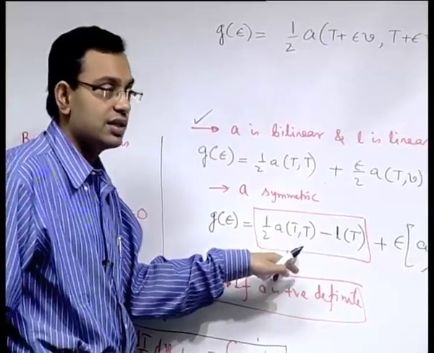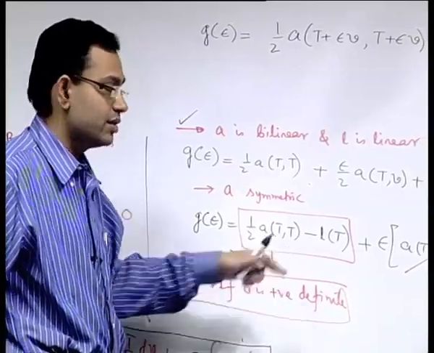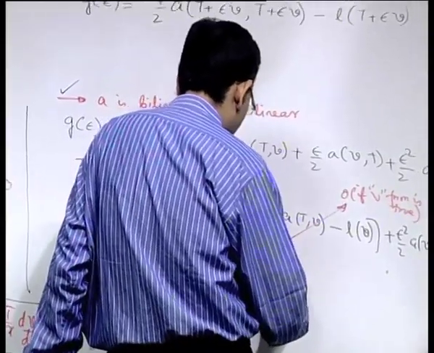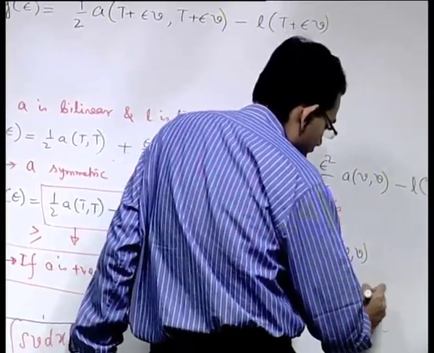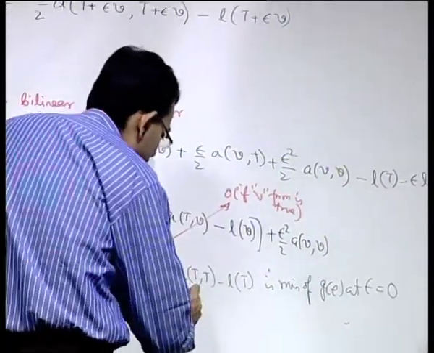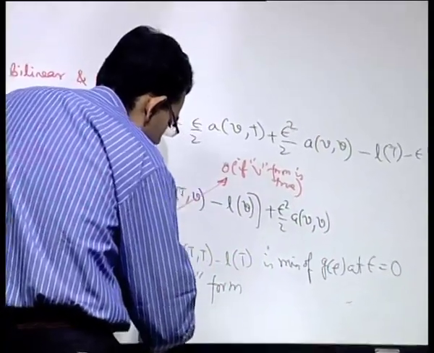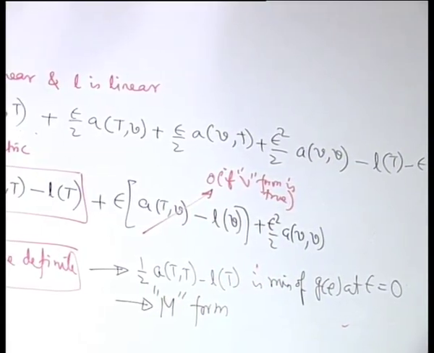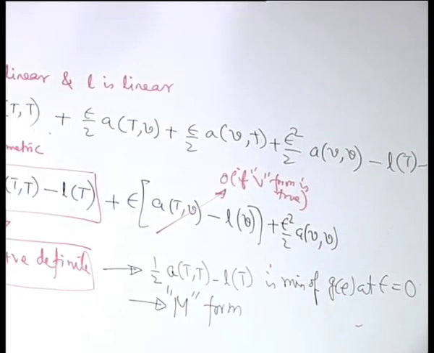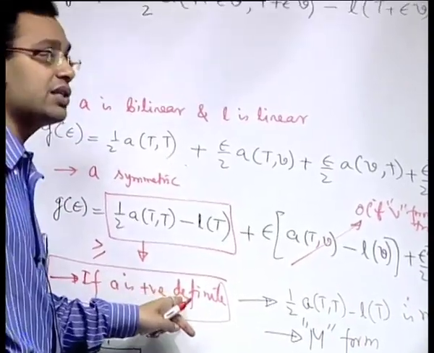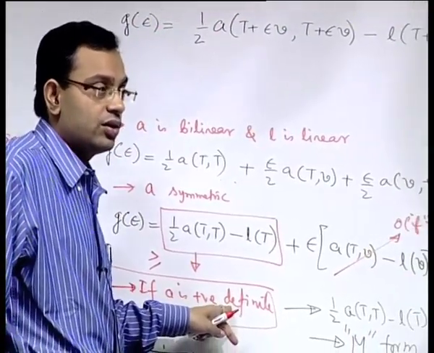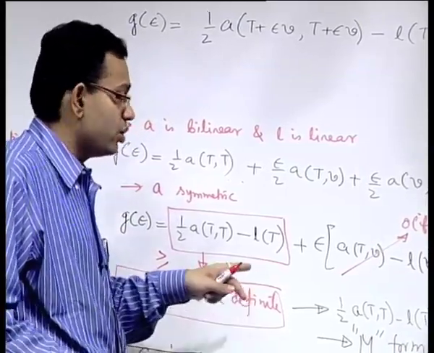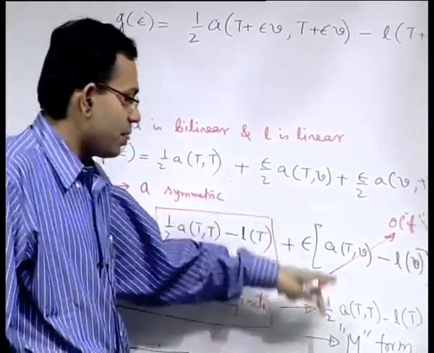That means this term in the box is the minimum of G, right. So this implies that under this condition half A(T,T) minus L(T) is the minimum of G epsilon at epsilon equal to 0, which is nothing but the M form. So you can see that we can do it in the other way. We can start with the V form and come to the M form, but it requires an additional constraint, that A be positive definite. You could start with the M form and come to the V form without requiring A to be positive definite. So this additional constraint is necessary to convert the V form into the equivalent M form.